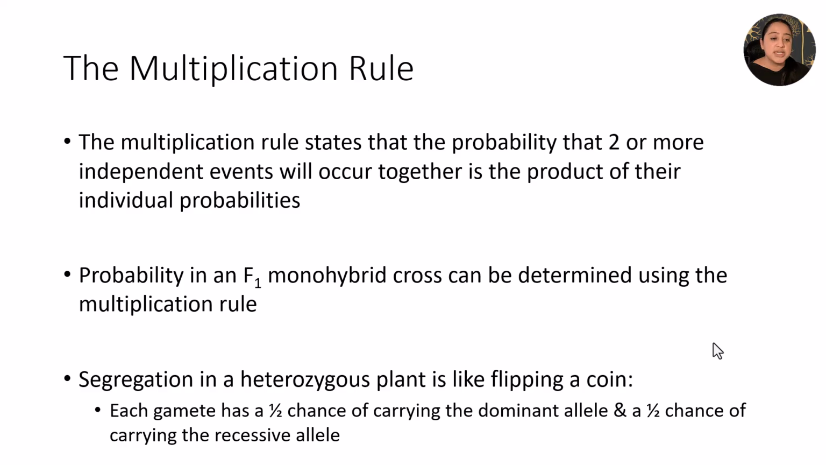The probability in an F1 monohybrid cross can be determined using the multiplication rule also. So, segregation in a heterozygous plant is like flipping a coin. Each gamete, when they divide, has a 1 out of 2 chance of carrying the dominant allele. And then there's a 1 out of 2 chance of carrying the recessive allele. Because there's only those two options, right? It's like a coin that you can flip.